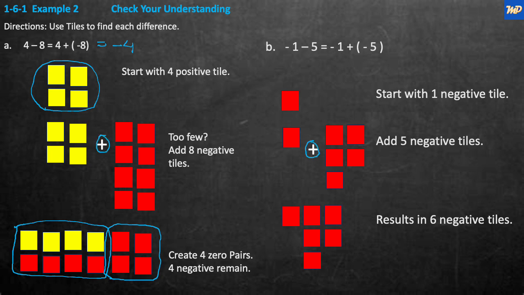So now we take the 1 that we start with. It's red. It's 1 negative tile. And we're going to add 5 more negative tiles. Right here, 5 more. We're adding that to it. And when we add these together, what are we going to get? We're going to get 1, 2, 3, 4, 5, 6. We end up with 6 negative tiles. So the answer here would be negative 6.